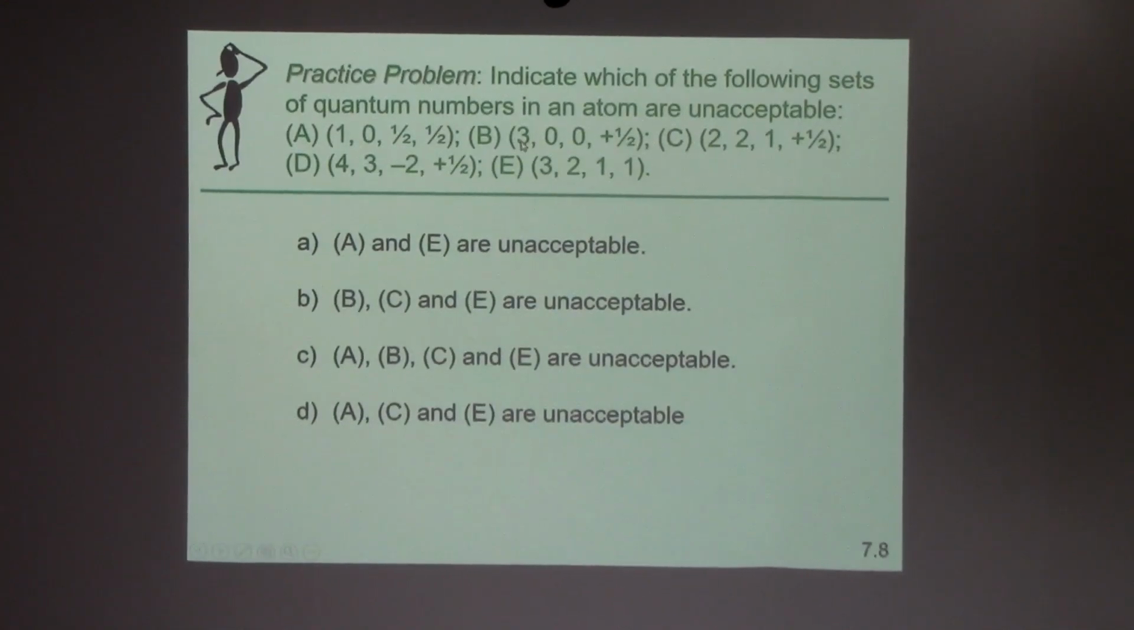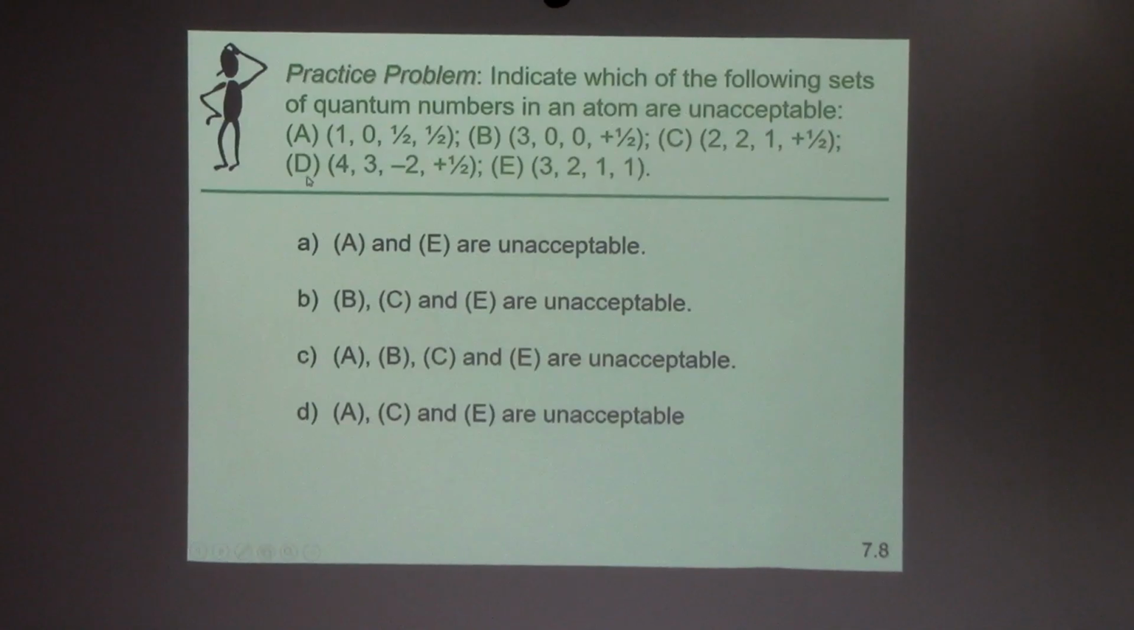B has n equal to 3, L equals 0, ML equals 0, and MS equals plus 1/2. Is B okay? B is okay. Let's take a look at C. n equals 2, and then we have L that is equal to 2. So there is a problem right there. So C is not acceptable.